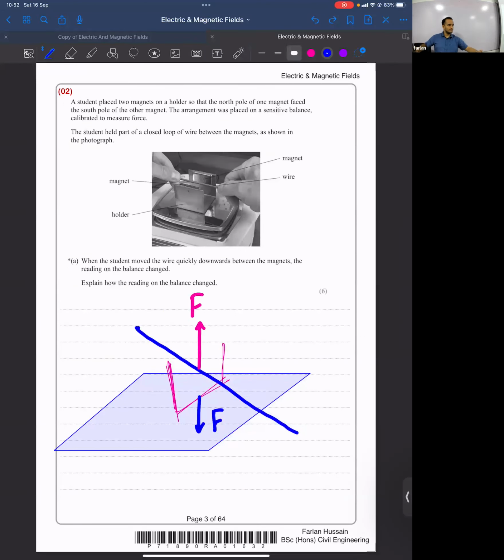So you do that. You are moving the wire down. Magnetic field lines are cut. EMF is induced. According to Lenz's law, that EMF induced will be in such a way as to oppose the change you are causing. You are trying to push it down, so the force on the wire will be upwards by the magnet. According to Newton's third law, the force by the wire on the magnet will be downwards. The magnet is kept on the top pan balance, right? So the balance reading will increase. Correct? That will get you the 6 marks.